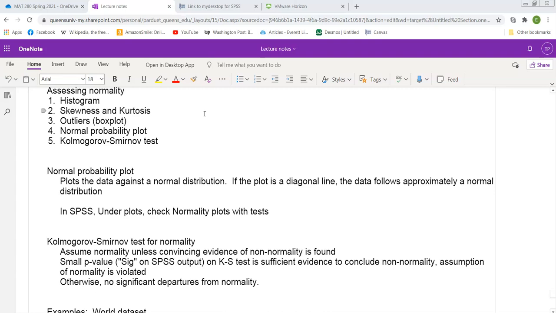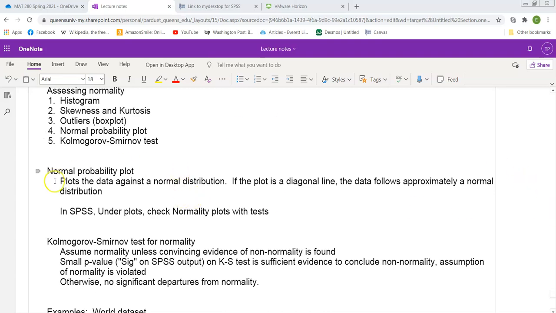Occasionally, 1 or 2 of them might give, I don't want to say conflicting information, but they might indicate not the same result. And in that case, you kind of have to take it holistically and make a judgment call. So you have to look at all the pieces together and just make that judgment call.